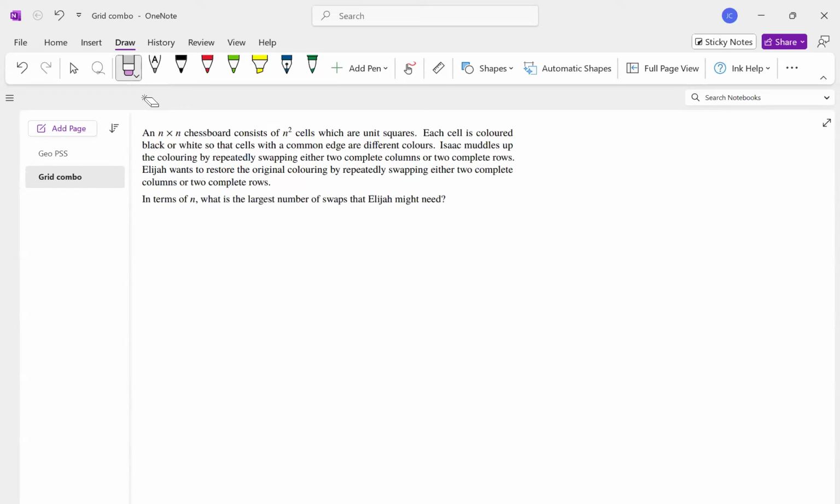Do the rows and columns have to be adjacent? No, he can swap any two.